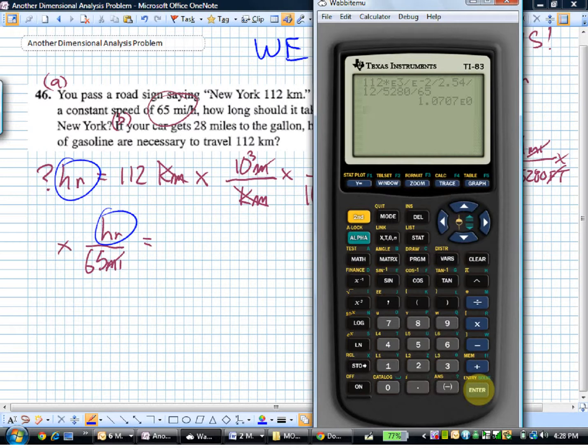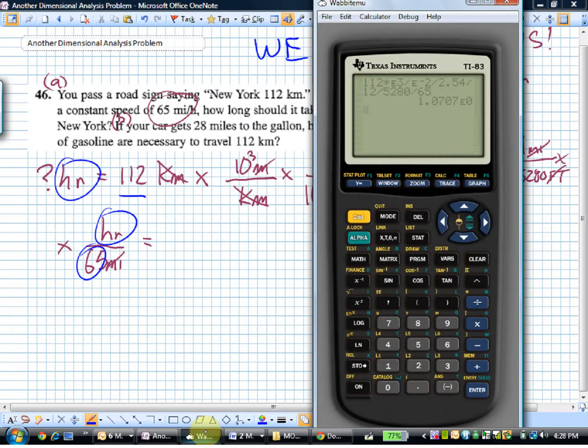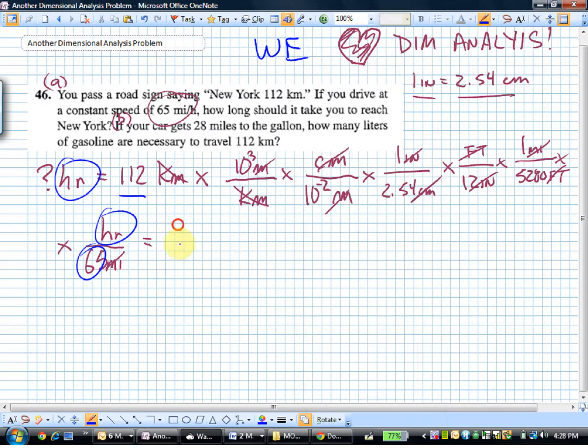How many digits should I keep? I've got 3 sig figs in the 112. These are exact calculations. That's exact, that's exact, that's exact. I've only got 2 sig figs here, so my answer should have 2 sig figs. And so if I go back and look at my calculator, I should write that answer as 1.1 hours. Okay, 2 sig figs. Great. Good. Let's do the second part of the problem.